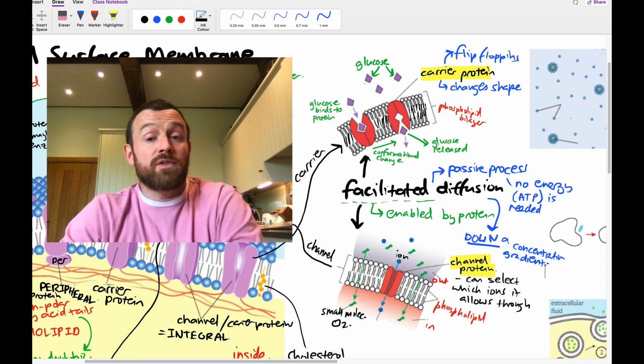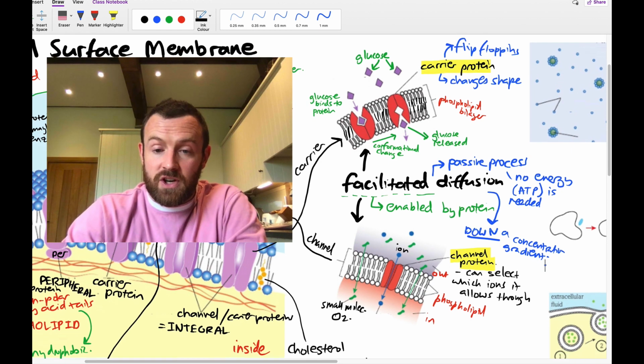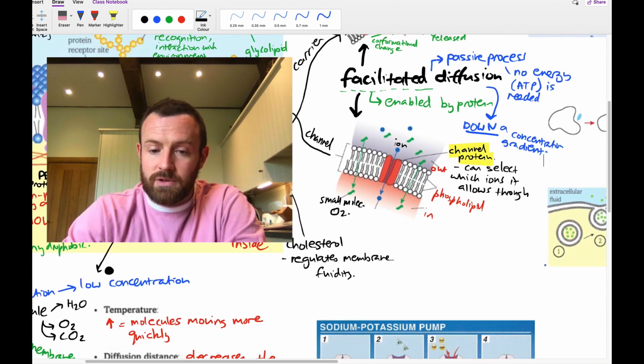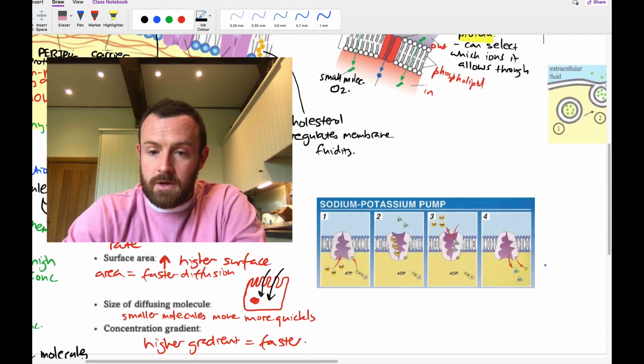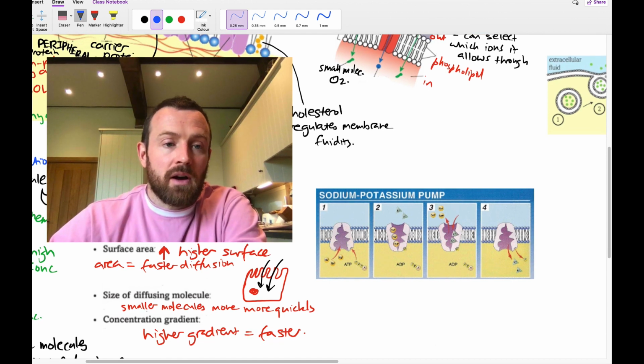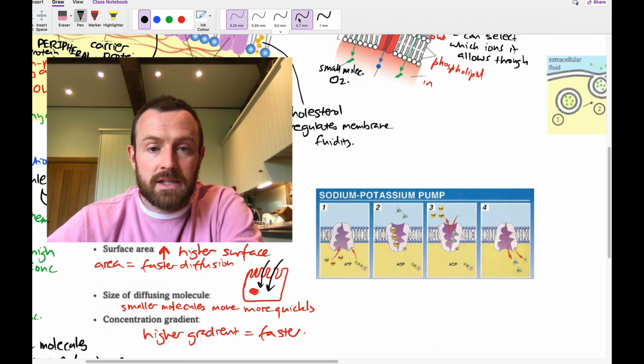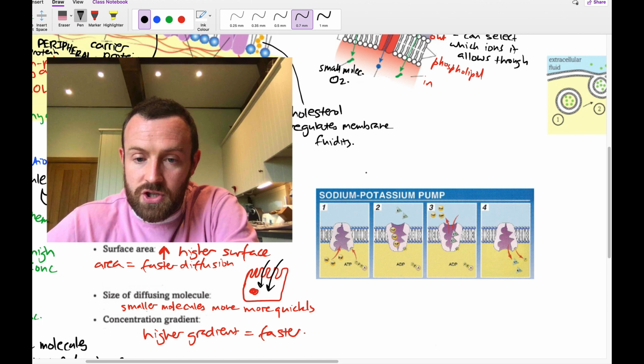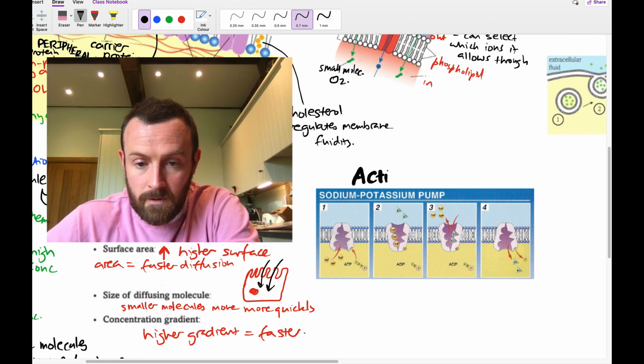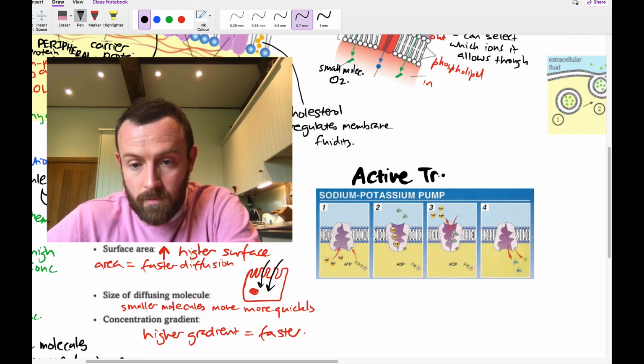Active transport can move things up against the concentration gradient. So let's travel down here and look at a type of active transport. Again, let's label this one slightly large. Active transport.